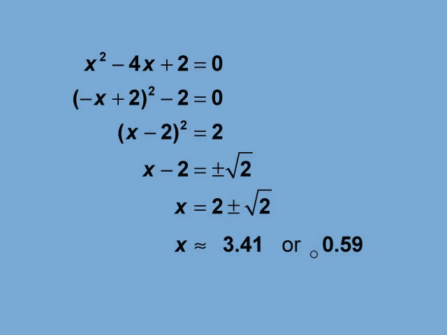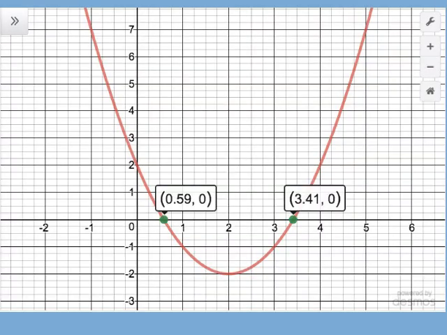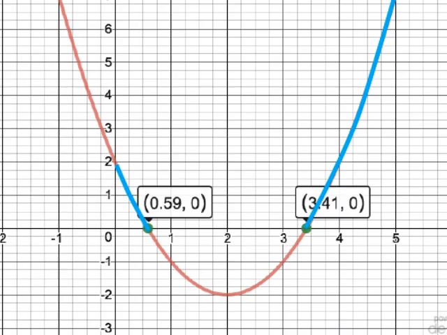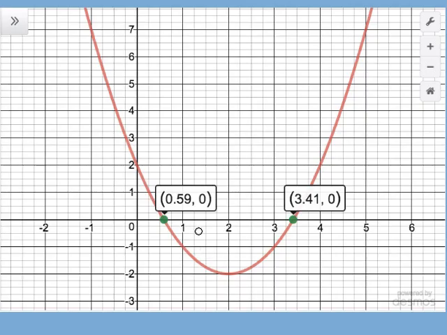If we look at the graph of this function, you'll see that there are 2 areas that have non-zero areas. There is this section from x equals 0 to x less than 0.59. Then there is this section where x is greater than 3.41. This area here has negative values for area.